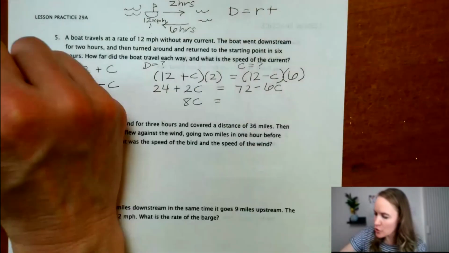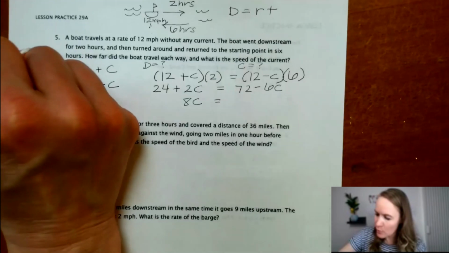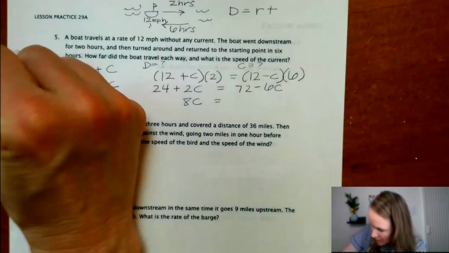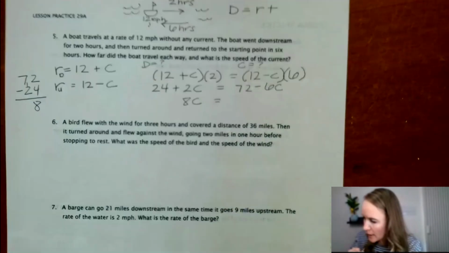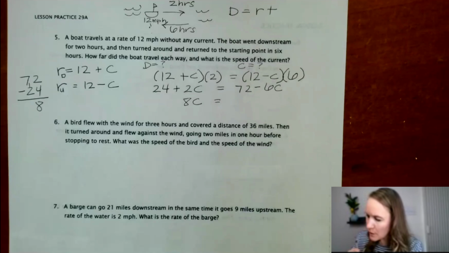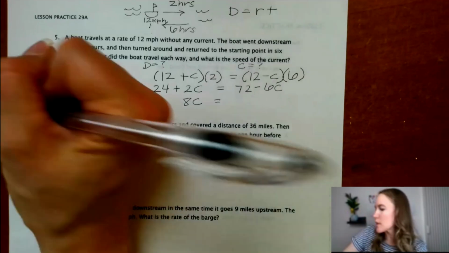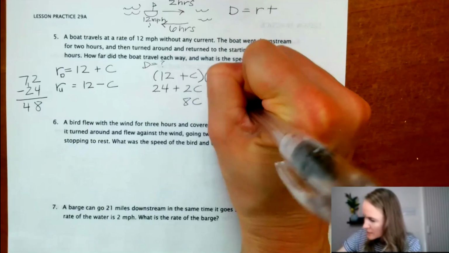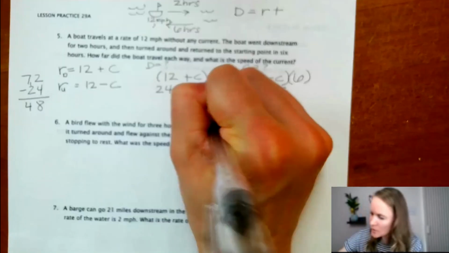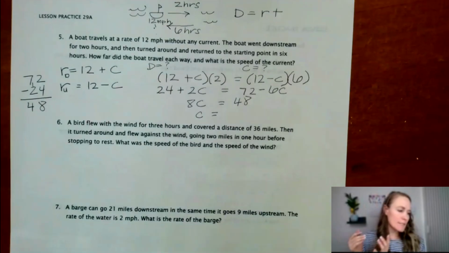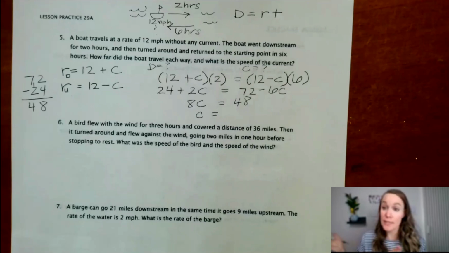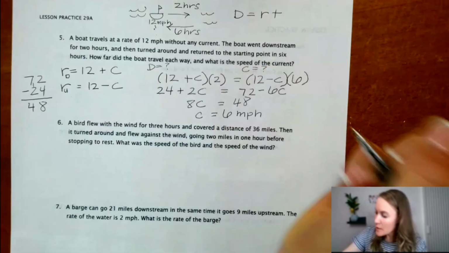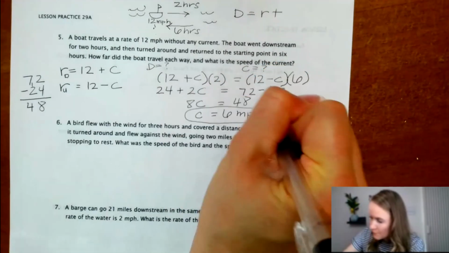So 72 minus 24. So 12 minus 4 is 8. And then we have 7 minus 1 is 6. 6 minus 2 is 4. We have 48. So c equals 48 divided by 8. So that's 6. 6 miles per hour is going to be the speed of the current.